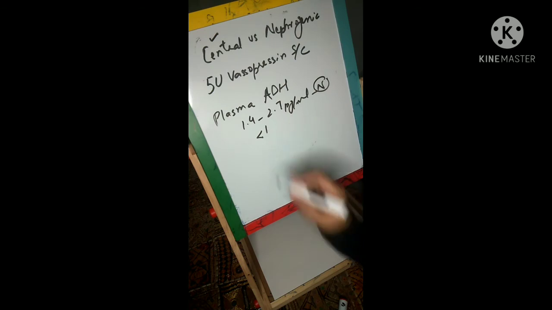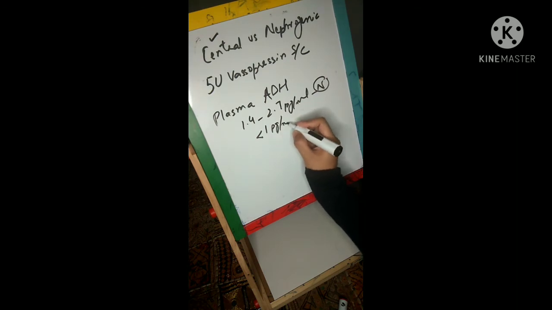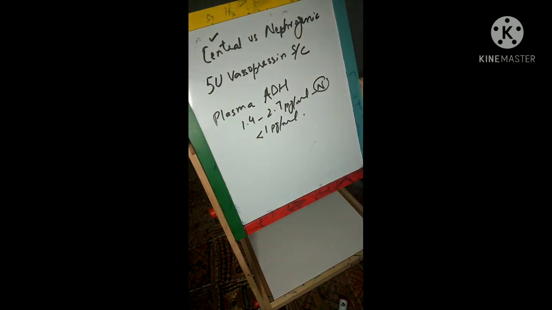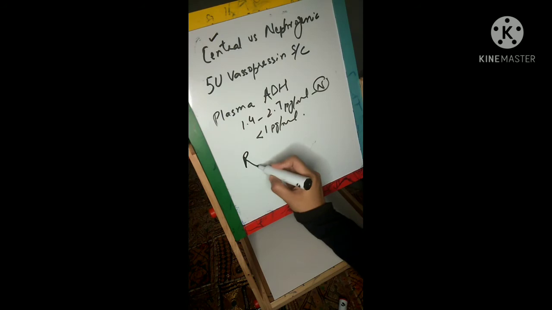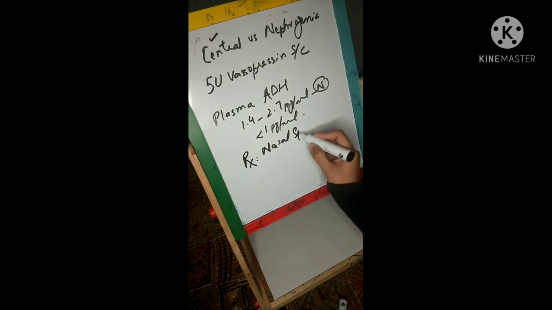Next, we can also test plasma ADH level. It will be less than 1 picogram per ml and normal is 1.4 to 2.7 picogram per ml. So if plasma ADH is low and by giving vasopressin these symptoms are improving, then it means that there is a problem in the ADH secretion by the central nervous system.